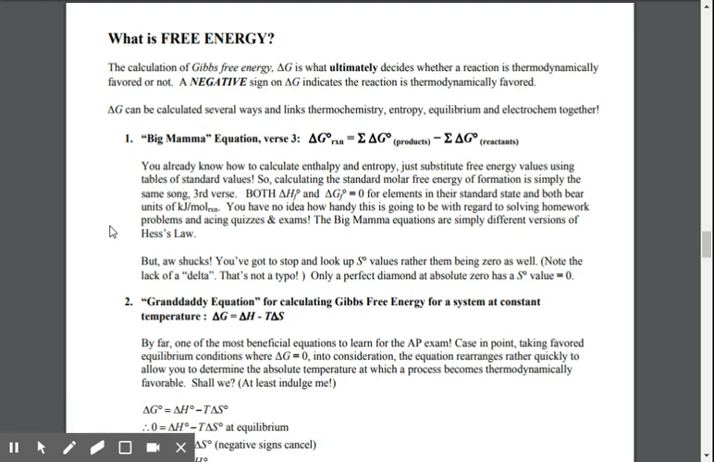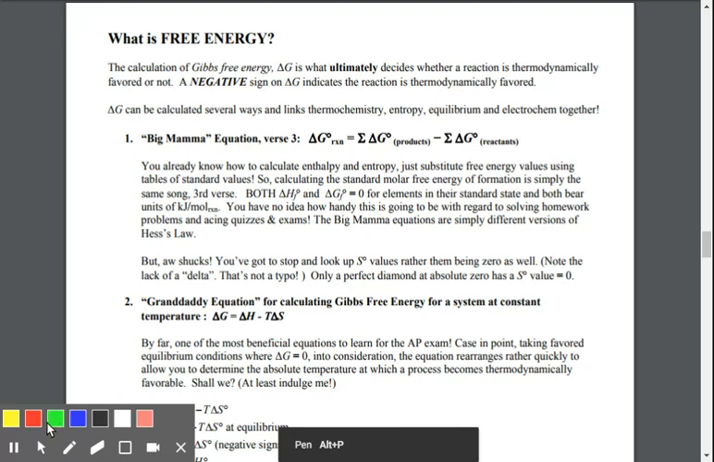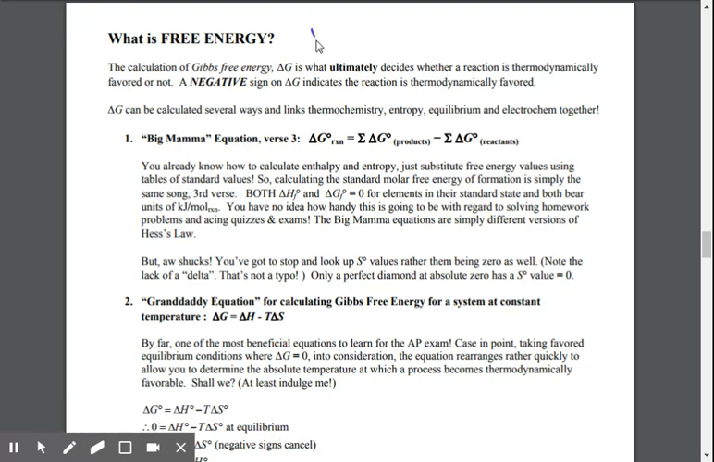This video is discussing free energy. So we've talked about free energy a little bit before, and that was in our electrochem unit. Free energy is denoted by the symbol delta G. Now, if delta G is negative, what that indicates is that the reaction is thermodynamically favorable.